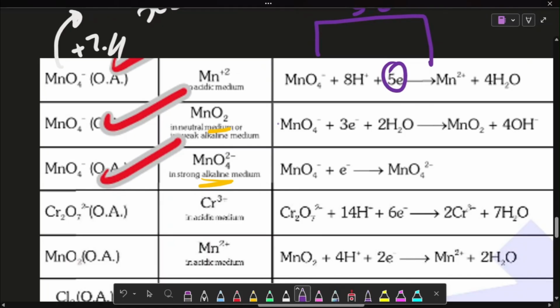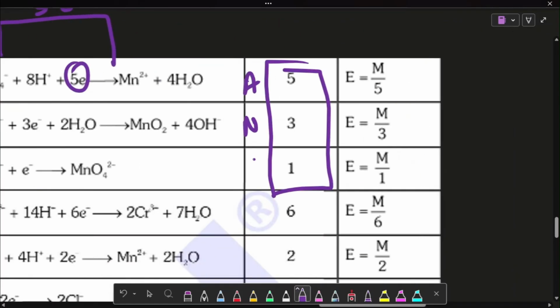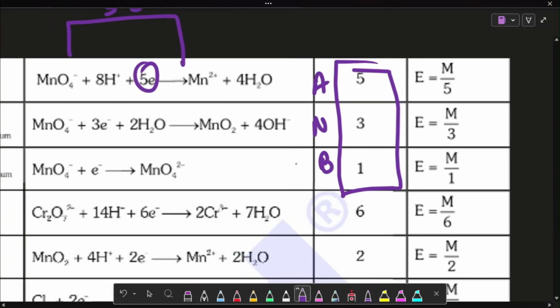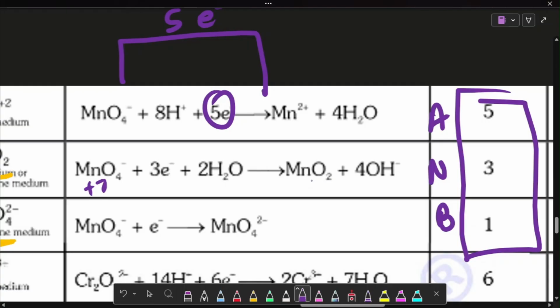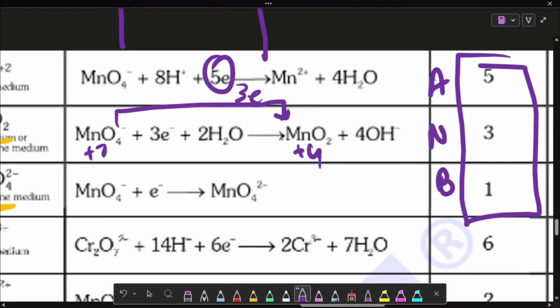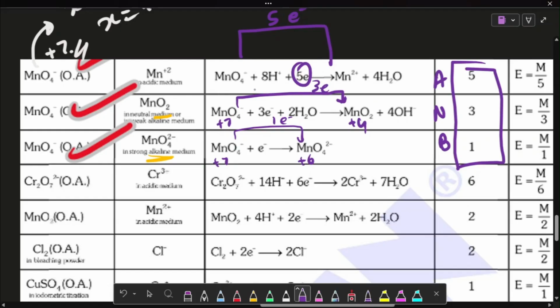Then coming to the next one, it's 5, 3, 1. Look at this series: acidic, neutral, basic, 5 3 1. So MnO4 minus is plus 7, and here we have MnO2, that's plus 4, so the electron change that occurred was 3 electrons. Here again, plus 7 to plus 6, only 1 electron change occurred. And this is how you balance redox reactions.